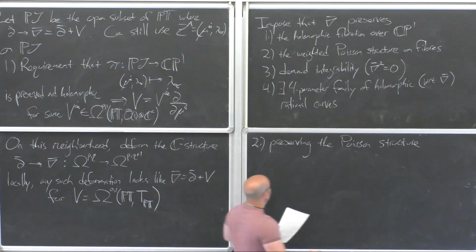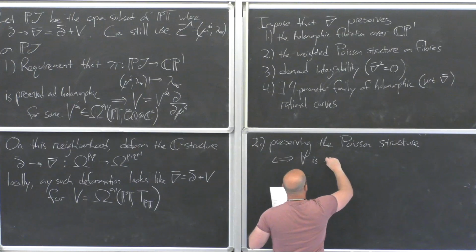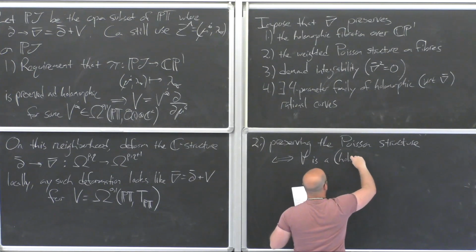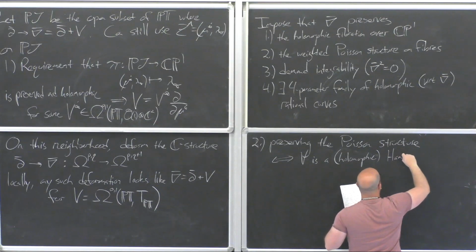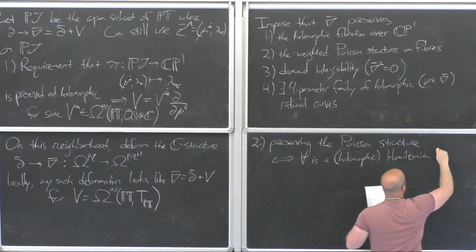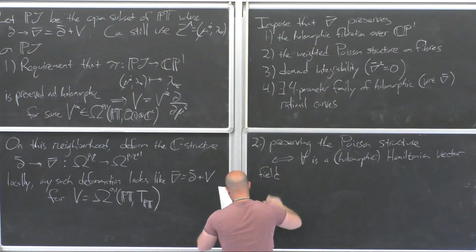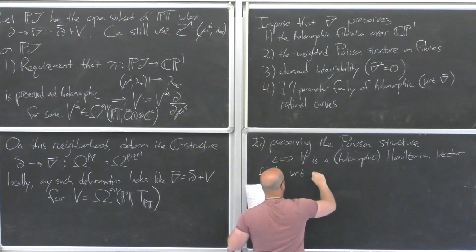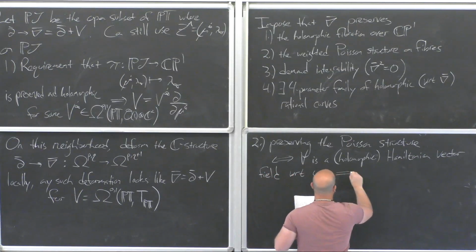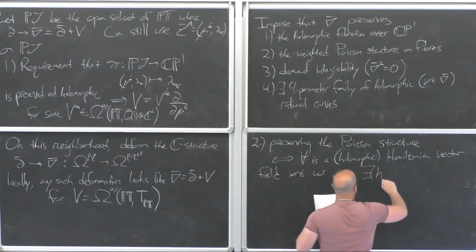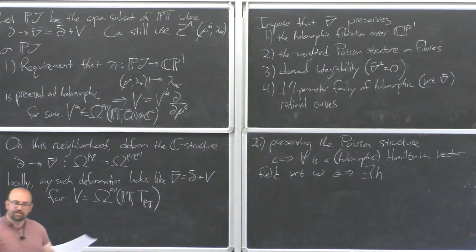So this is true if and only if V is a holomorphic Hamiltonian vector field with respect to our symplectic form omega. Namely, there has to exist some Hamiltonian function h, except now it's not a function, it's going to be a differential form because we're in this holomorphic setting.